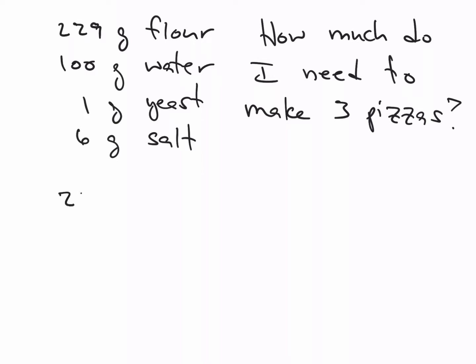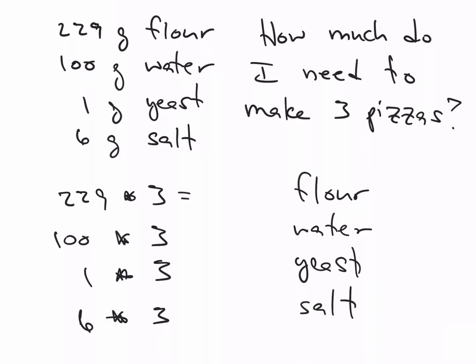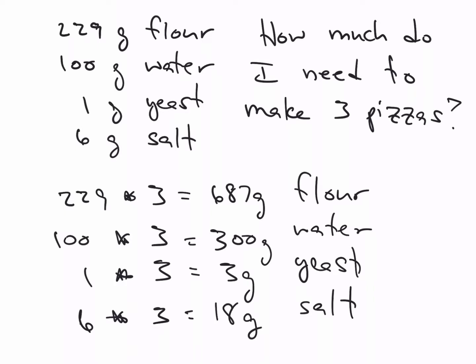Simple, right? Take 229 times 3 for flour, 100 times 3 for water, 1 times 3 for yeast, and 6 times 3 for salt. So I need 687 grams of flour, 300 grams of water, 3 grams of yeast, and 18 grams of salt. Simple calculations. How can I write a C++ program to do these calculations for me?